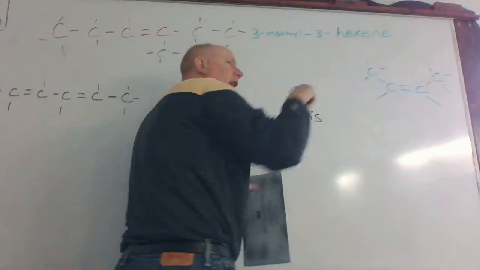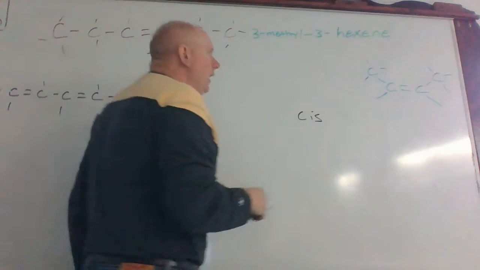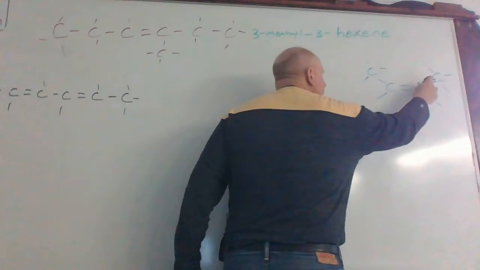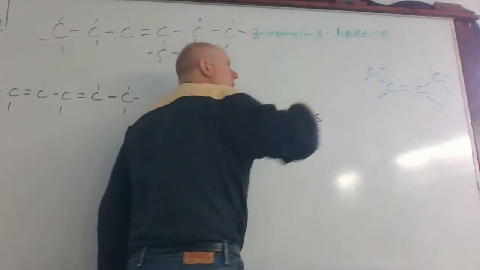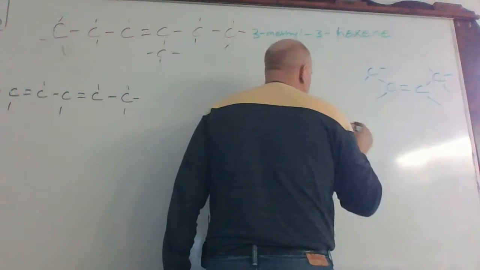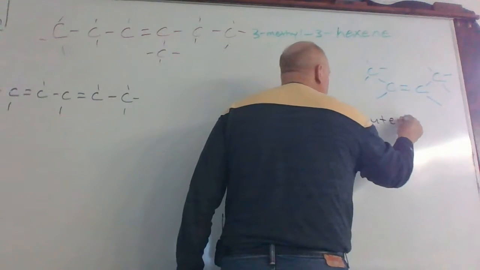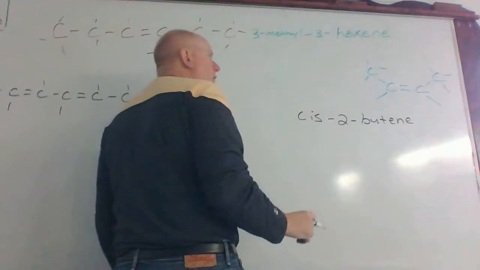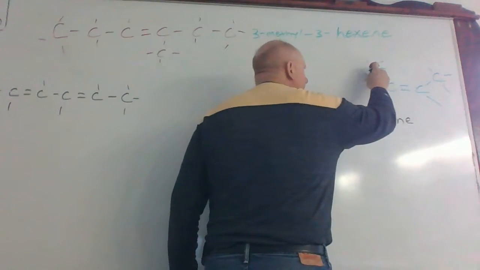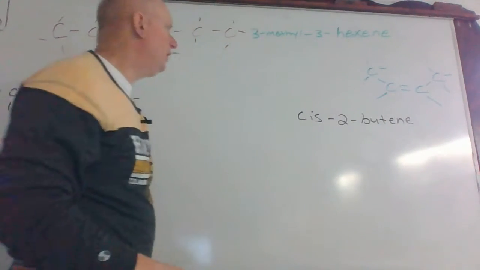It was going down. That bugs me. Okay, so cis, and you correctly said there's 4. So where's that double bond located? Okay, cis-2-butene. And if we were to put him down here, then you'd have your trans-2-butene.